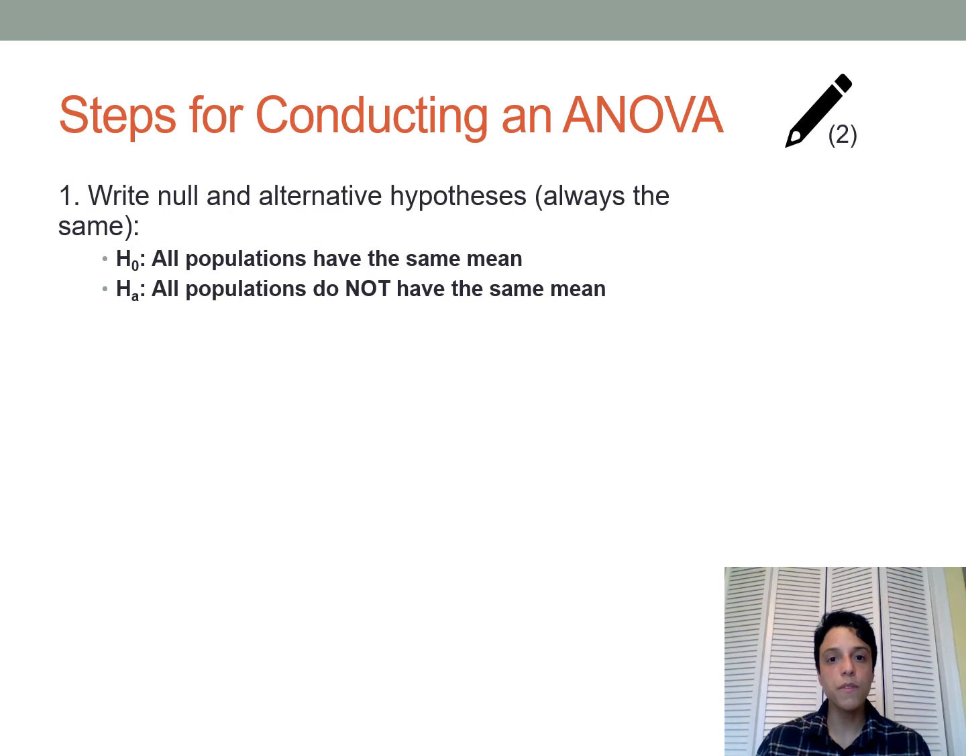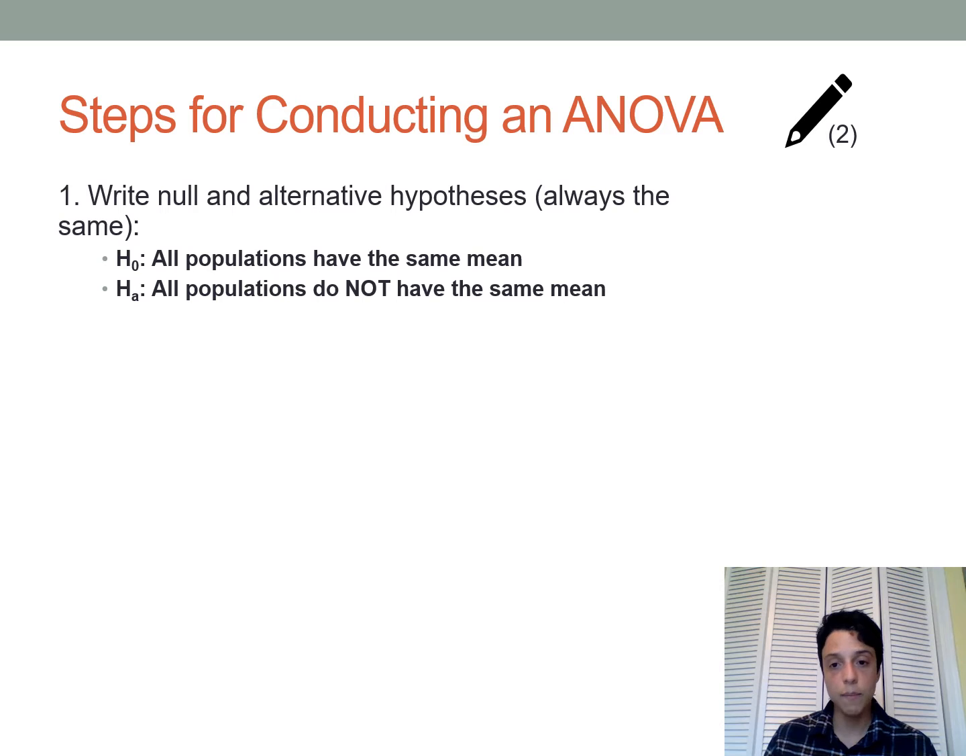So your first step for conducting an analysis of variance is to write the null and alternative hypotheses. And with this test, it's nice because they're always the same. You can write out specifically which populations you're thinking about, or you can even write it out just like this, the same every time. Your null hypothesis is that all your populations have the same mean on whatever variable it is you're measuring, and your alternative hypothesis is that all populations do not have the same mean.